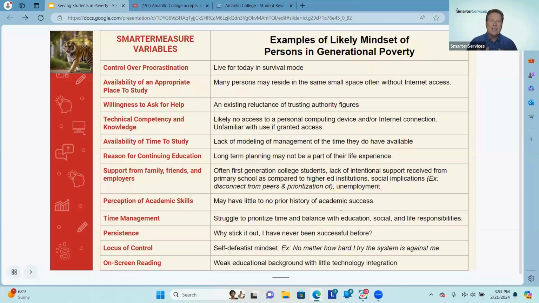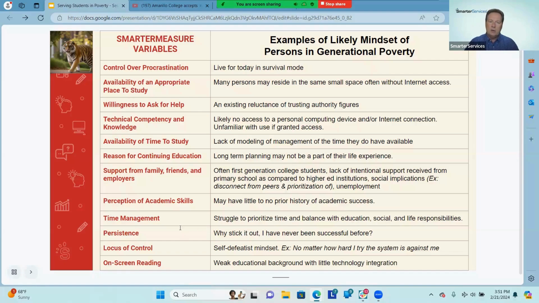Celebrate academic success, because there's a chance they've never had it celebrated. And there's a chance that when they go back to their home and the norms of their home, it's not going to be valued. Nobody may be patting them on the back when they get home. So we need to be the one that supports students. Time management, we've obviously already talked about that one.